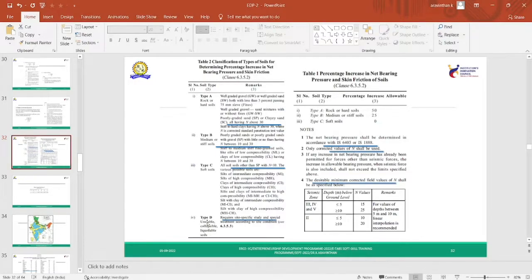Generally it is understood that if your soil is very strong, it is type A, if it is medium, type B, like that. How can we technically classify it? There is a test we can do, the standard penetration test, that is SPT. If you are doing the test, you will get N values. The N values have to be above 30. During a standard penetration test, if you get an N value above 30, it is to be taken as rock or hard soil.